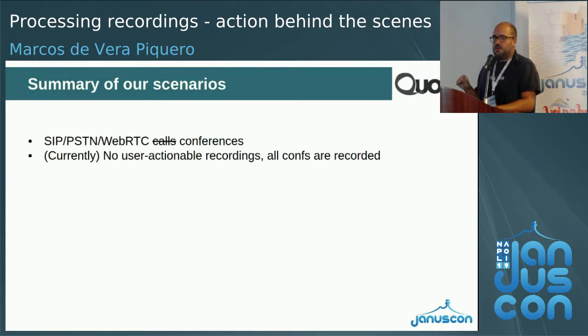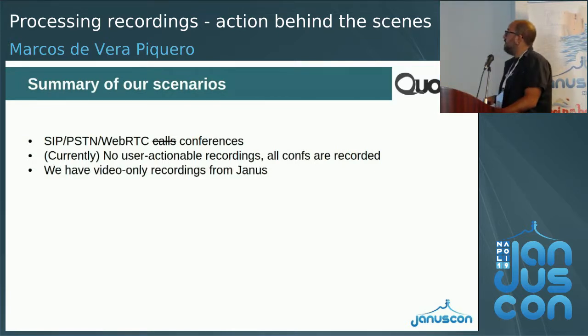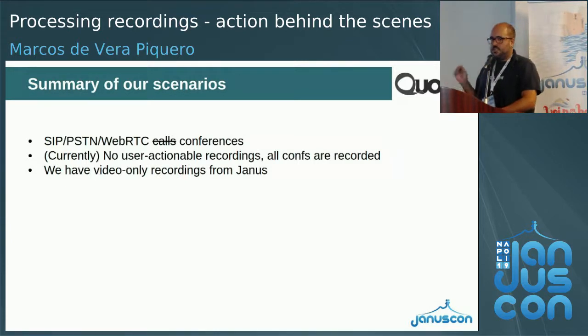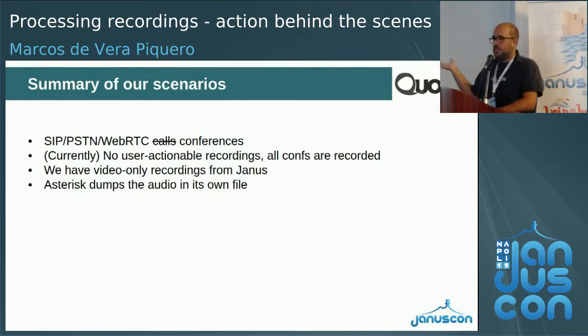Currently, our recording scenarios do not involve user-enabled recordings. We chose that because the scenario itself mandates the recording, so there is no UI to activate or deactivate it. What we fetch from Janus, from the recording file that Janus provides, is only the video stream, because, as we will see, because of the interconnections we do with SIP and PSTN, the audio is fetched from an audio mixer. It's not obtained from the Janus MJR file. It's Asterisk who actually dumps the file, and we get it from them.